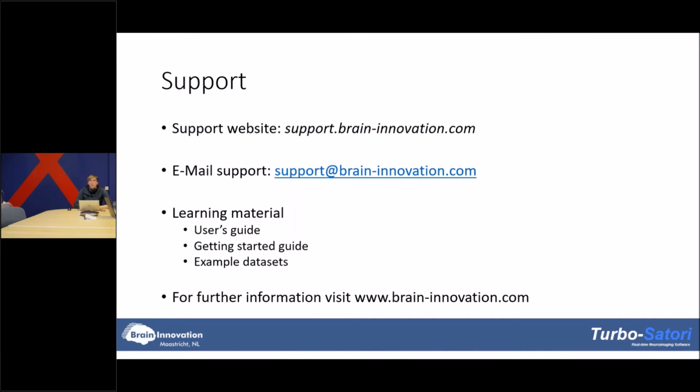Okay, how do you get support for the software? Basically, there are ways to access information. One is our support website at support@braininnovation.com. You can also email us at support@braininnovation.com, or use our learning material, which is available on the support website. And further information is also available on our main website.